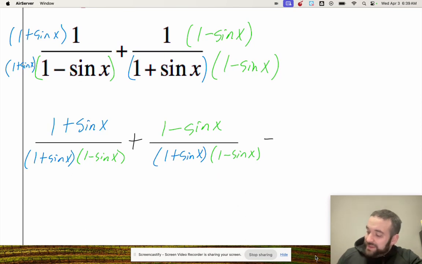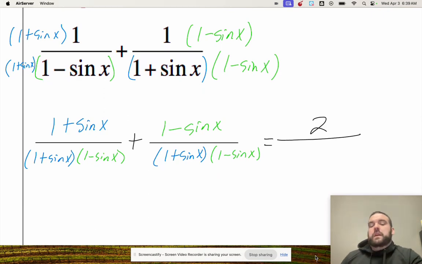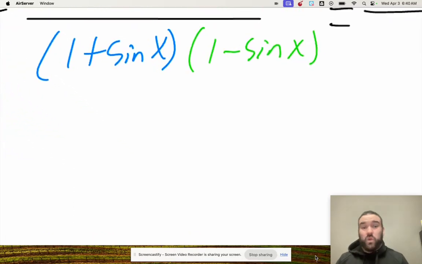So now we can add those numerators together. And when I do that, the sine x's are going to cancel out and just give me 2. So I'm going to have 2 over that big common denominator. And if you remember, when we multiply two expressions, like if we FOIL or distribute, and one is 1 plus a function and the other one is 1 minus, there's actually going to be some really convenient cancellation here. So I'm going to go ahead and multiply these together.